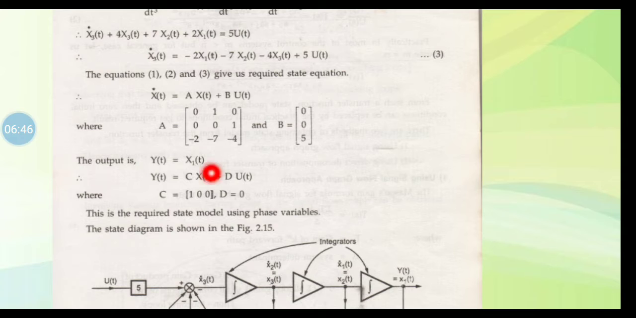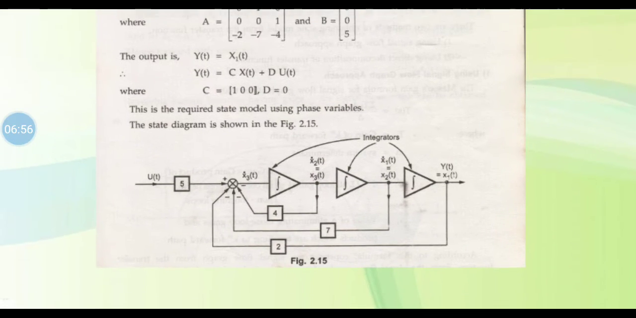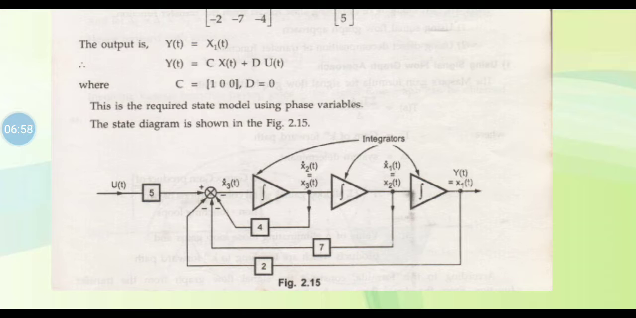So due to that, x1 is 1, x2 and x3 are 0, and u of t is 0, due to that d is 0. So this is a required state model using phase variable. Now we have to draw the state diagram.